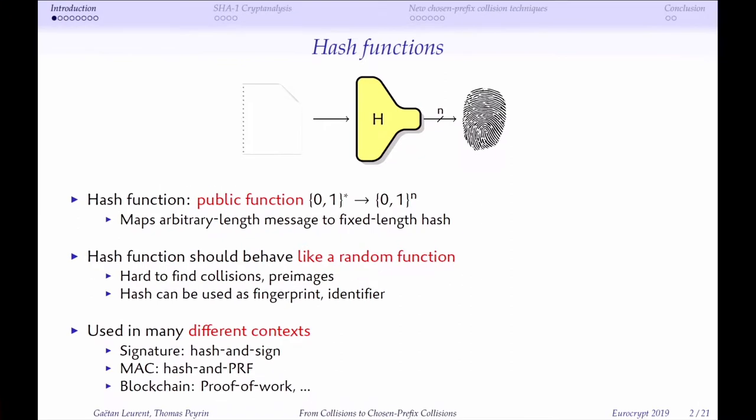So let's start from the beginning. What's a hash function? It's basically a public function that will take as input an arbitrary document and gives you a short output that you can use as a kind of identifier for the document. And the security property we want is that this fixed function should look like a random function. In particular, it should be hard to find collisions or pre-images, and that's why you can really use the output as a kind of fingerprint, and this is very useful in many cryptographic contexts. For instance, for signatures, instead of signing a big document, you first hash it and then you compute your signature on the hash. It's also used on blockchain.